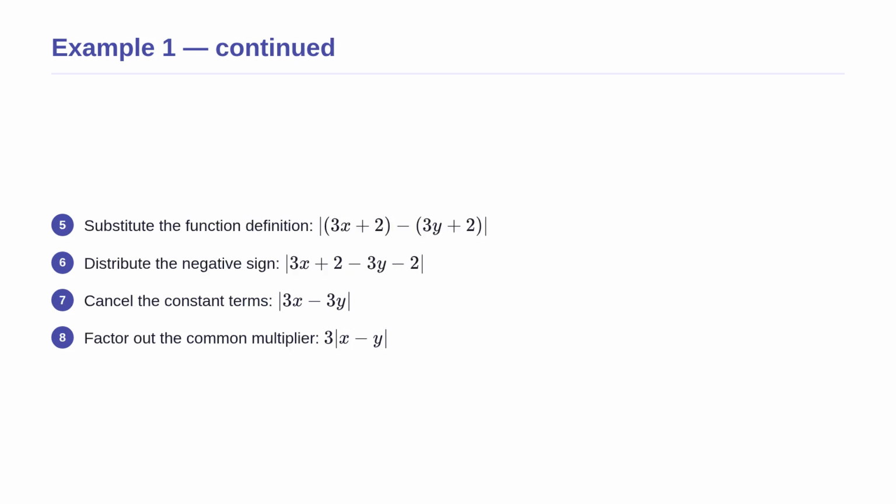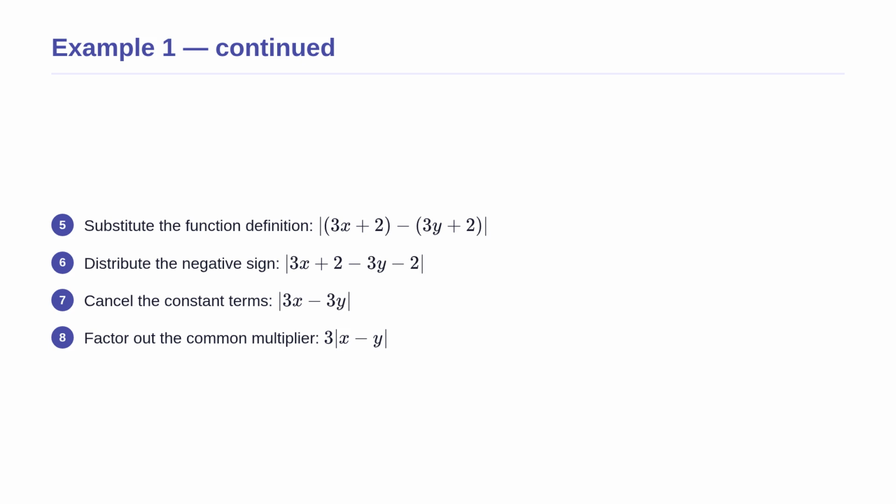Continuing with our proof, we begin by substituting the actual definition of our function into the output distance formula. This gives us the absolute value of 3x plus 2 minus the quantity 3y plus 2. Next, we distribute the negative sign to the second set of parentheses. The positive 2 and the negative 2 cancel each other out completely, removing the constant shift of the line.